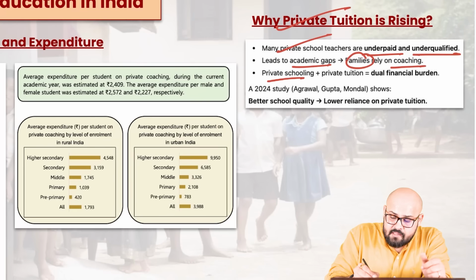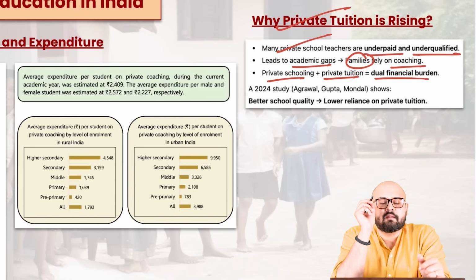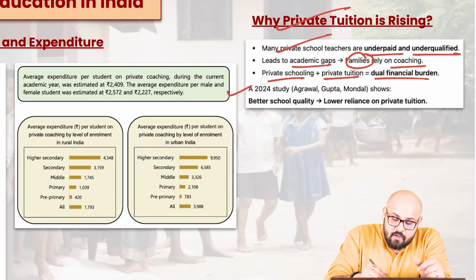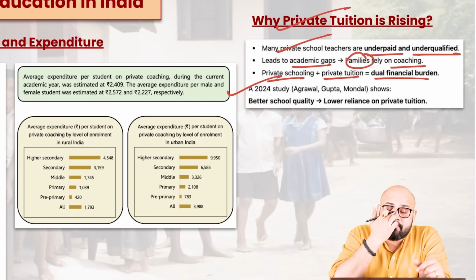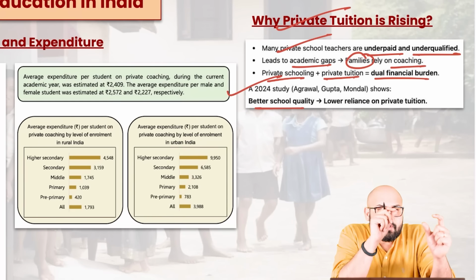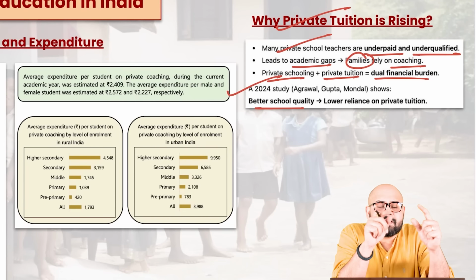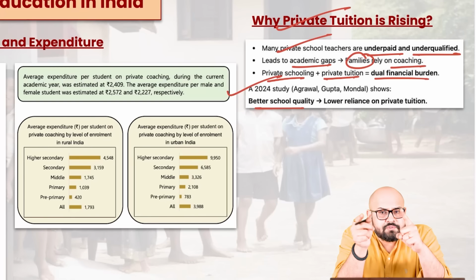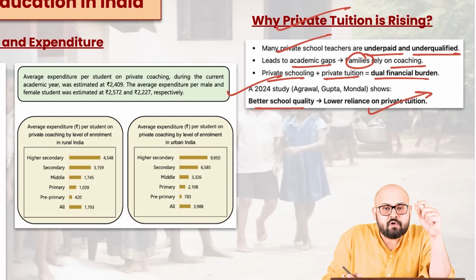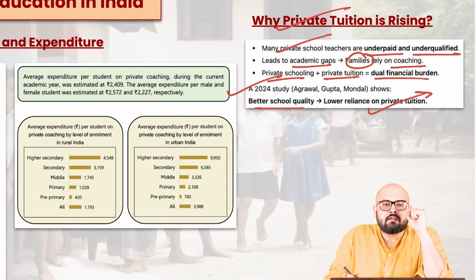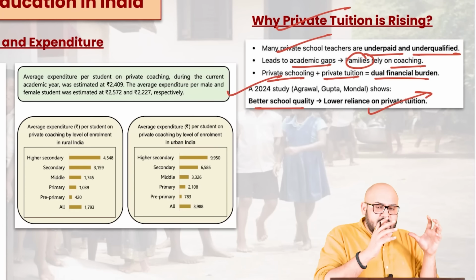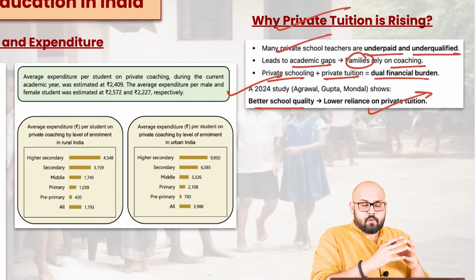Private schooling plus private tuition is a dual financial burden, especially for poor income households, right? A 2024 study, published in the Journal of Development Studies, says that if the quality of education provided in the schools is better, it would automatically reduce the reliance of these children on private tuitions. It would lower the reliance. So this is something you'll have to understand, and this can be a way forward, that we improve on quality, providing quality education.